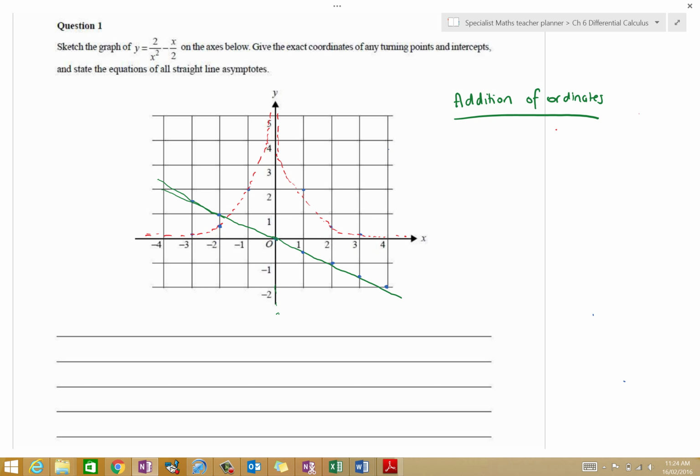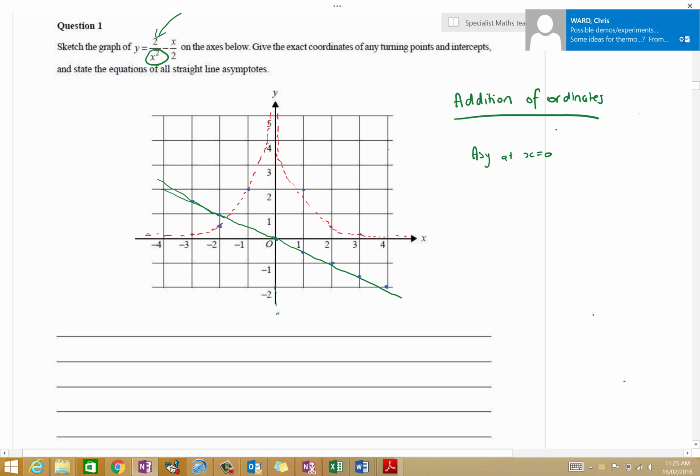So first of all, what we need to do is work out what the asymptotes are. And the asymptotes are when we know that this can't equal 0. We can't have x equaling 0. So there's an asymptote at x equals 0. Now, given that that can never equal 0, then there's a straight line asymptote at y equals x minus 2.